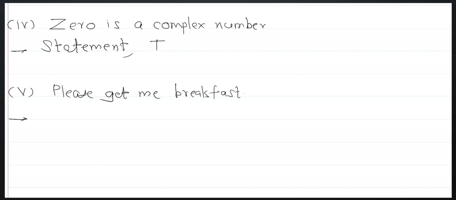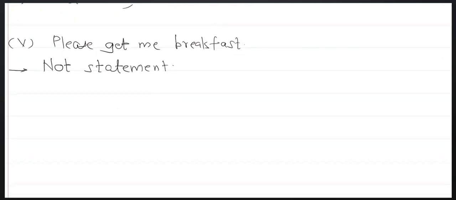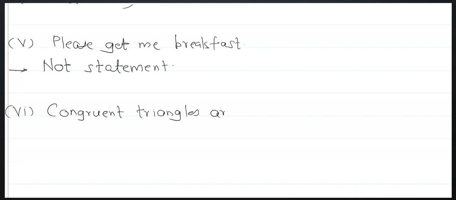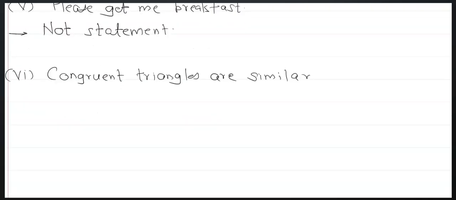Therefore, this is also not a statement. It is a request. Next, sixth one. Congruent triangles are similar. Yes, all congruent triangles are similar. It is a statement and its truth value is T.